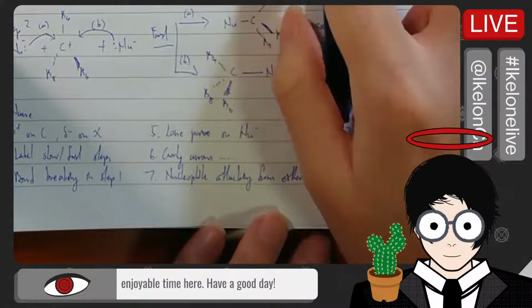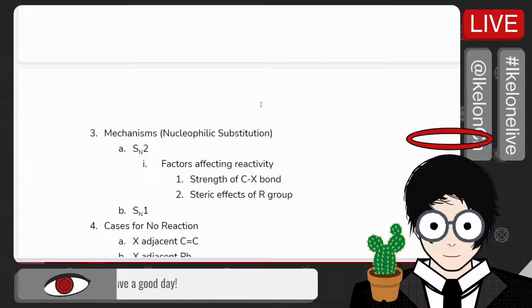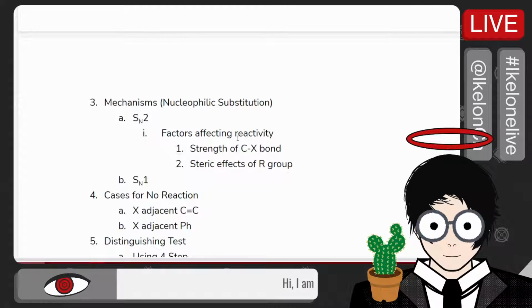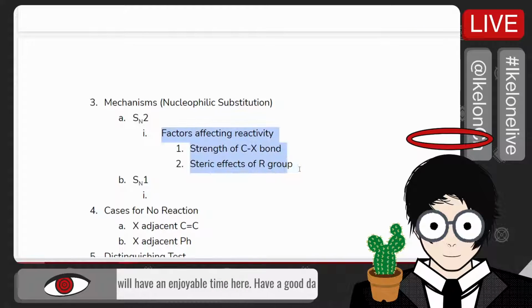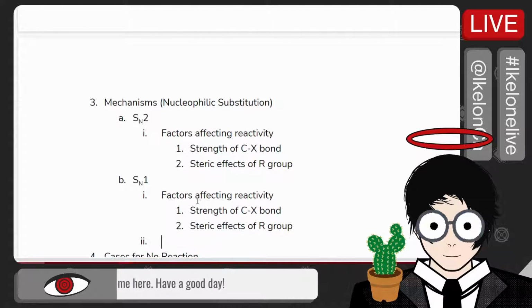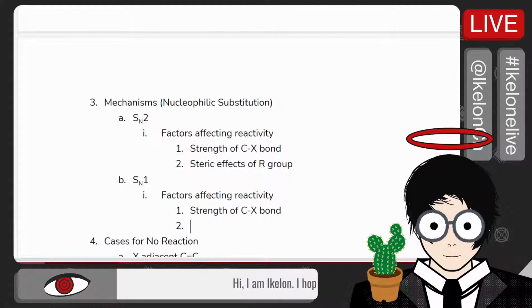So that's for SN1. Let's go back to this SN1. Yeah. Then for factors affecting it, it would be almost the same, but this would not be this. It would be stability of carbocation. So strength of CX bond is the same as just now.